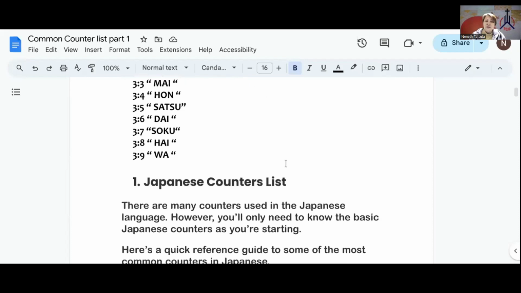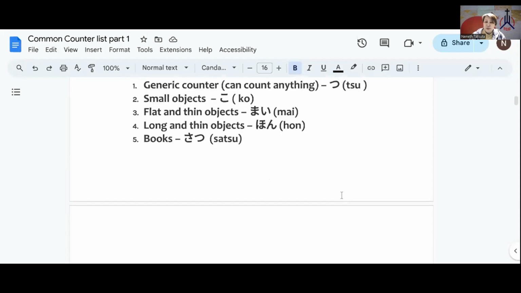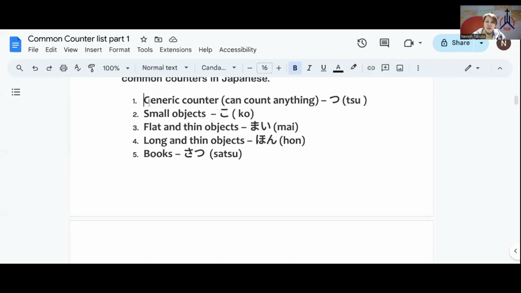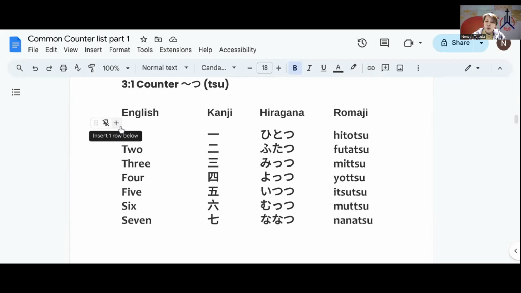Okay? So, for example, the generic counter is tsu. This one. Like hitotsu for one, futatsu for two, mitsu for three. Okay. Hitotsu, futatsu, mitsu, yotsu. The first syllables are hito, futa, mi. Do you remember something like this?